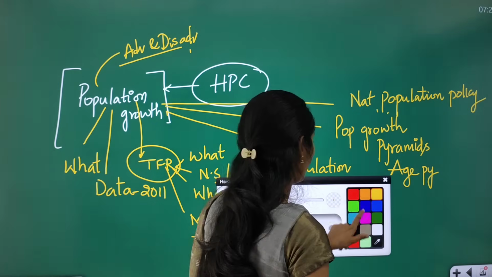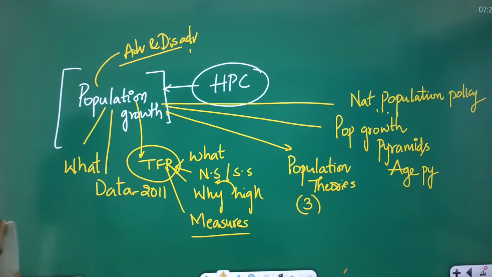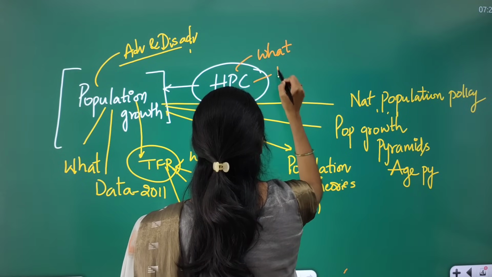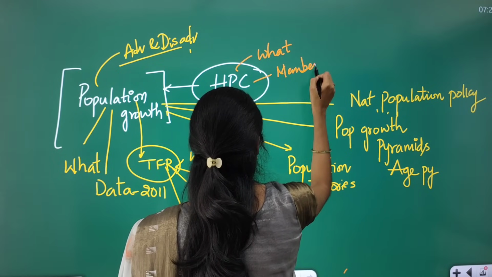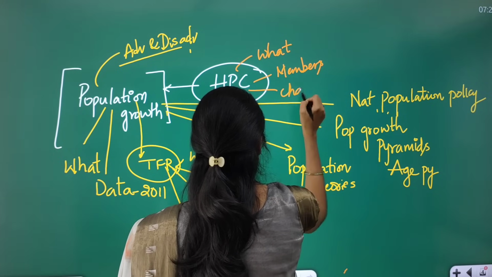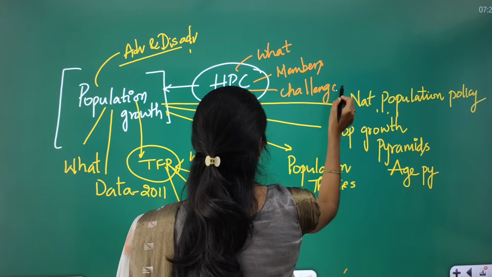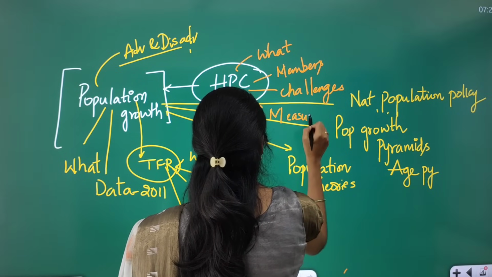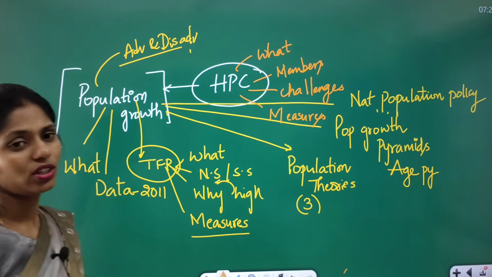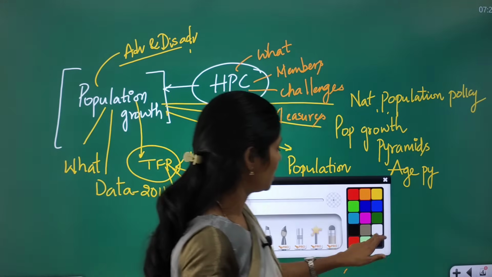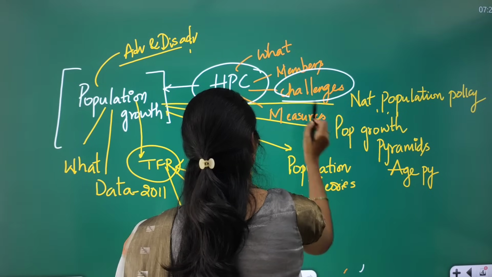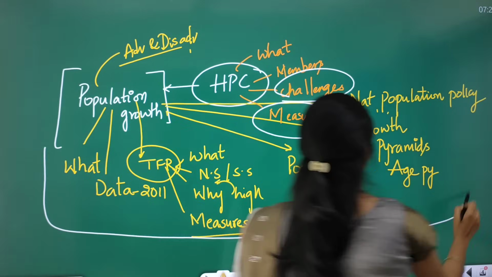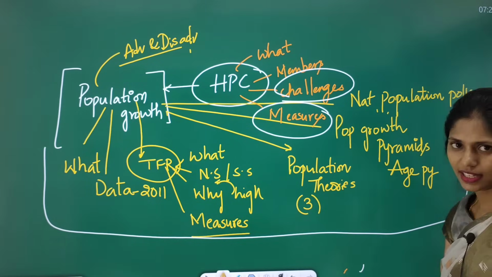And now let me change the color of the pen, and I have to talk about this HPC. You have to see what this HPC is, who the members of this HPC are, what the challenges in our population system are, and what measures can be taken. So this article mainly talked about the challenges and the measures, that's it. But these are all the dimensions that you have to cover when you are reading this article.